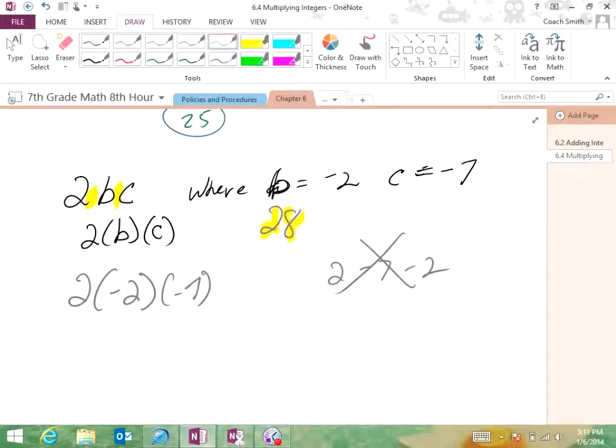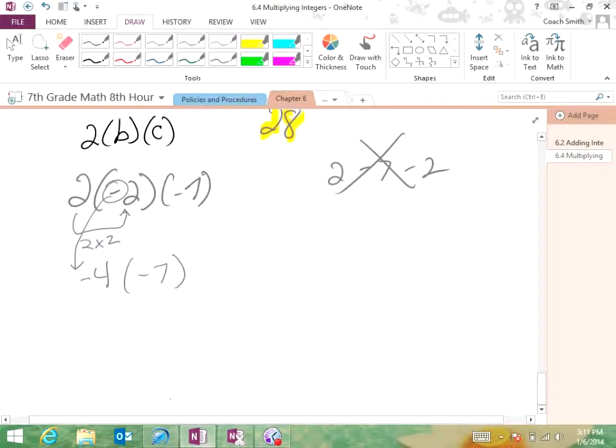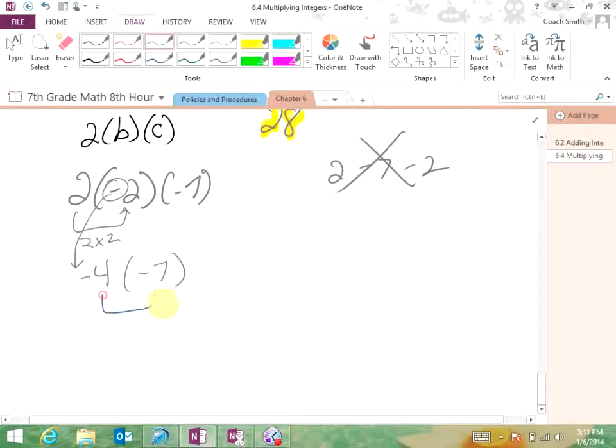So, you can multiply those two things together, which gives you 2 times 2, which is 4. One negative sign, bring it down in your answer. You have negative 4 times negative 7. Negative 4 times negative 7 is 28. I have 2 negative signs, so my answer is positive 28.